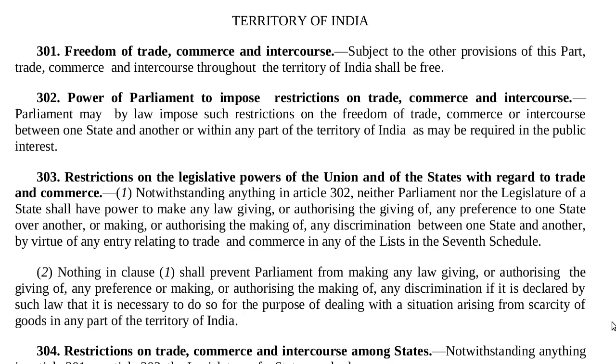302: Power of Parliament to impose restrictions on trade, commerce and intercourse. Parliament may by law impose such restrictions on the freedom of trade, commerce or intercourse between one state and another, or within any part of the territory of India, as may be required in the public interest.